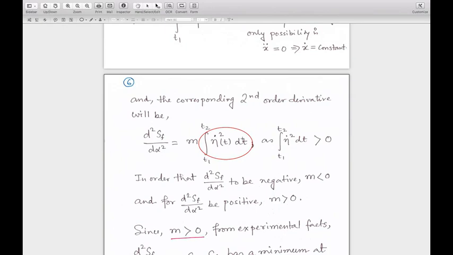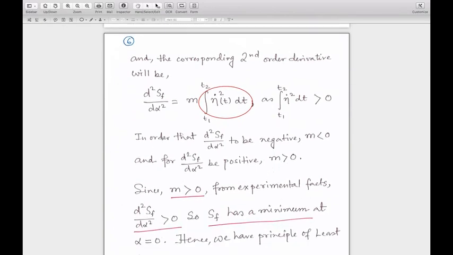So the only way this can be negative is if m is negative, and if m is positive then this is positive. So m will determine the sign of this second order derivative. From experimental facts we know that m is greater than 0. That means d2S_f by d alpha squared must be positive, which means S_f will have a minimum. So the real trajectory will be the path of least action, and not the greatest or most action.